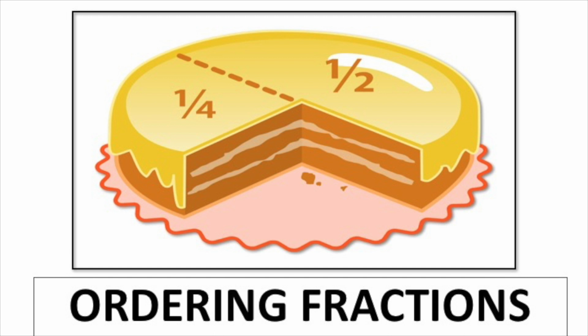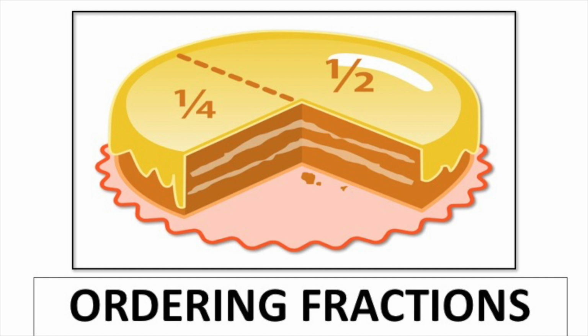fractions. And what can you see a picture of here, guys? Cake. Yes. There are two parts to the cake. The first part, 1/4. But the next part is 1/2. Now, which part of the cake is smaller? 1/4. Which part of the cake is bigger? 1/2. So if we were to put them into ascending order, going up, we would say 1/4, 1/2. Because quarter is smaller than half.